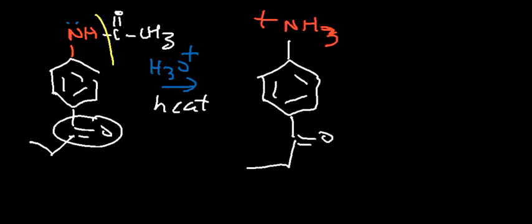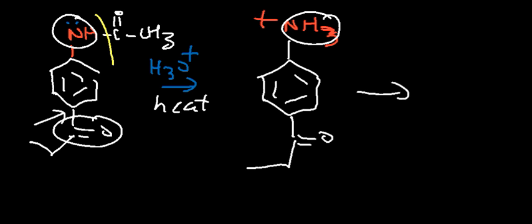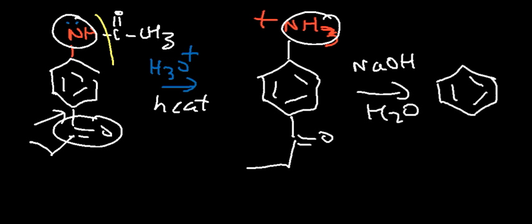If we add another group to this, this right now is a metadirector, but here it was an orthopara director, so that's why this group still went over here. But we need to convert that back to NH2. So what we need to do is add a dilute solution of water and sodium hydroxide. Sodium hydroxide will deprotonate the extra hydrogen. So now we have NH2, and we have our ketone.